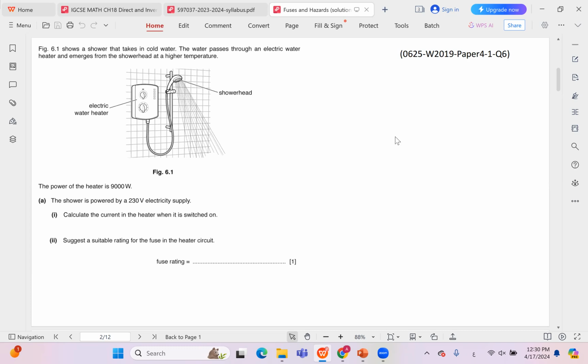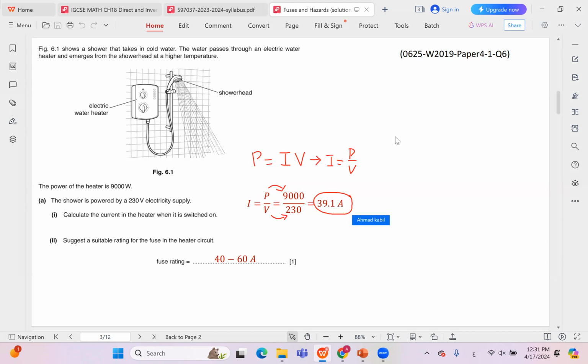So the current in the heater is obtained using the equation of power. We know that power is equal to current times voltage. We can rewrite this equation as I equals P over V. And the power here is given as 9,000 watts. So instead of P, we write 9,000, and instead of V, we write 230. We simply divide them by each other to get 39.1 amperes, correct to three significant figures.